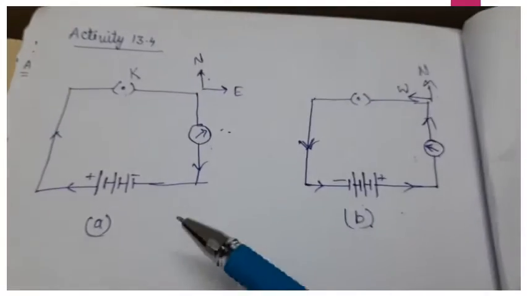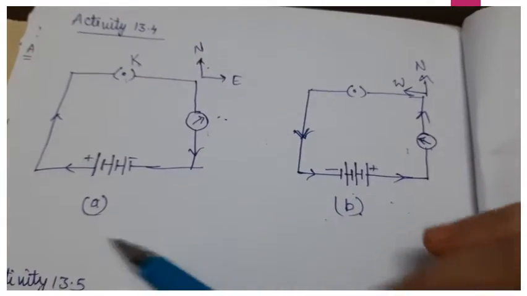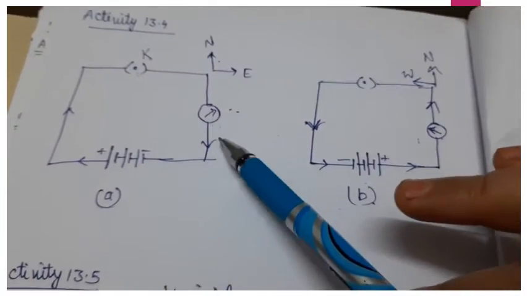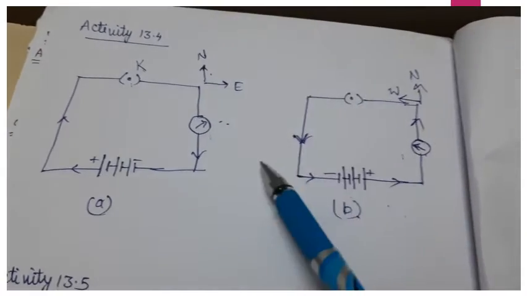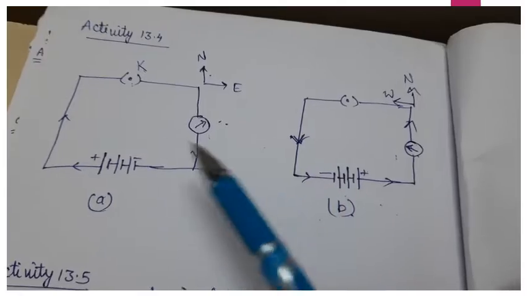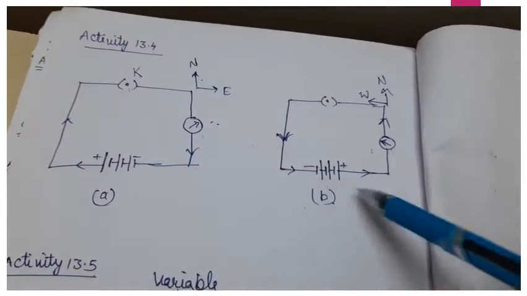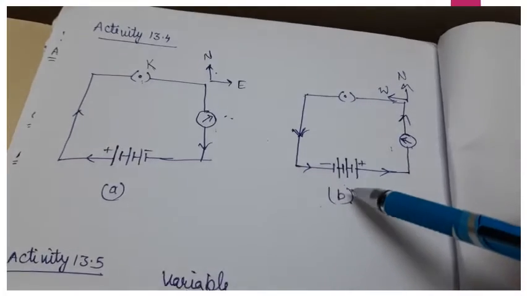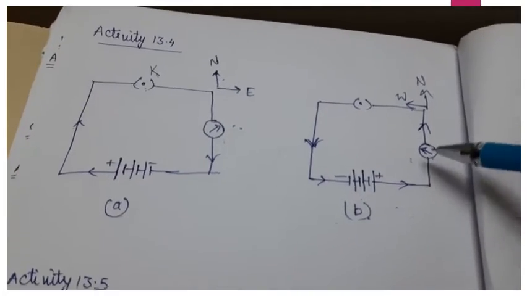So we conclude two things from this activity. One, when we pass current through a conductor, a magnetic field is generated which results in deflection of the compass. And two, if we change the direction of current, as you can see, the direction of current in A is clockwise while in B it is anti-clockwise, the direction of deflection also gets reversed.